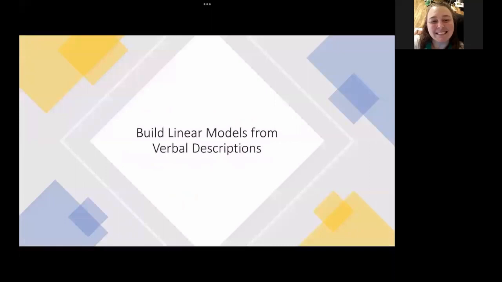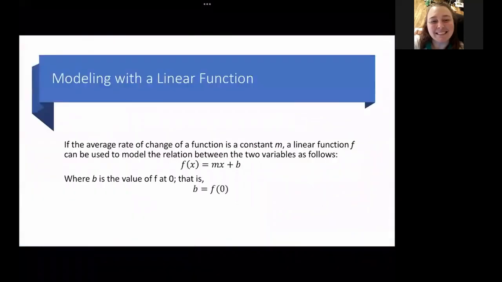Now we come to the fun part. We're going to do 2 different word problems, and we're not going to panic. And I'm not going to panic with you, I promise. So the first one we're going to look at, we're going to have to pull this apart. What we want to know is the average rate of change.